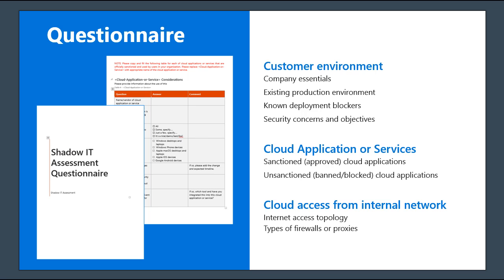What are your security concerns? Really, what are your objectives when we think about securing that data that's in use by Shadow IT? For cloud applications and services, what are the applications that you want to approve, that you're aware of, that are currently being used today? What are the applications you want to ban or block that you're aware of today? And then talk to us about your internet access topology, what type of firewalls and proxies are in use and what that architecture looks like.